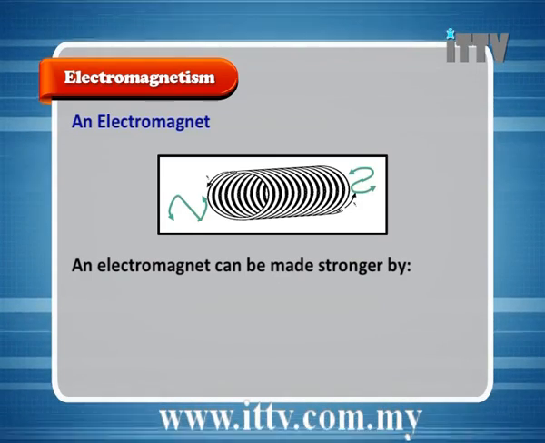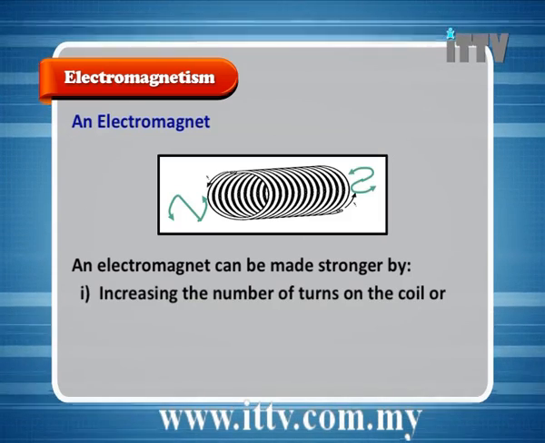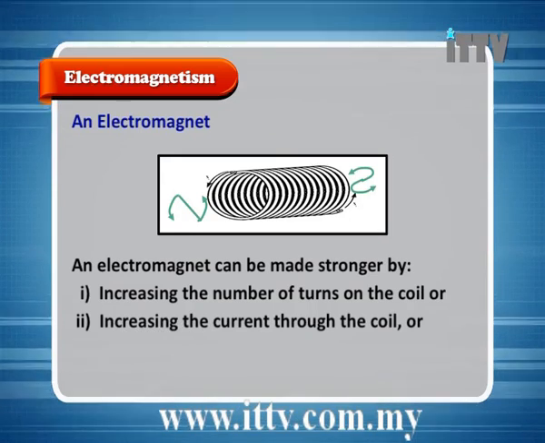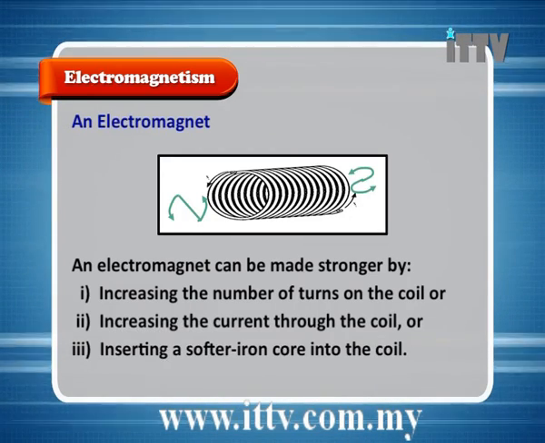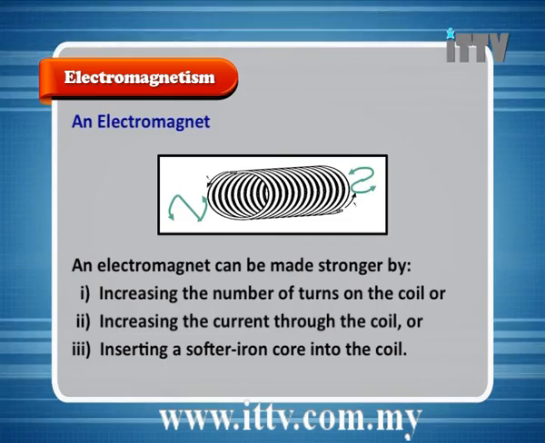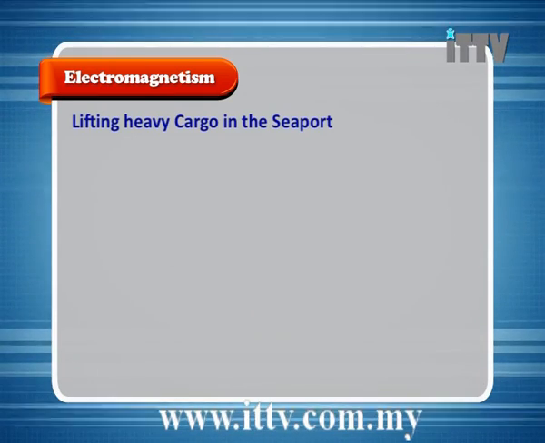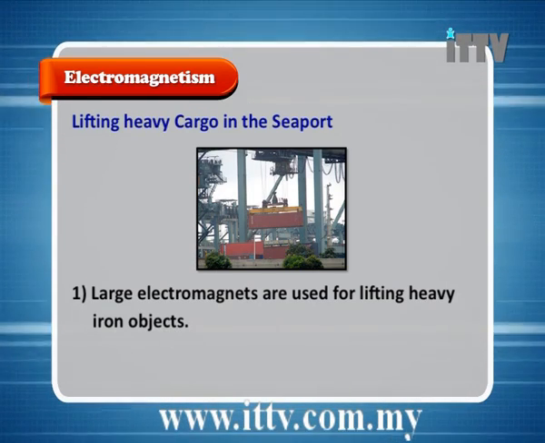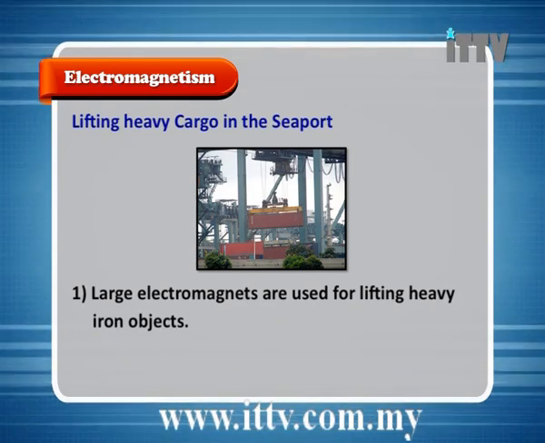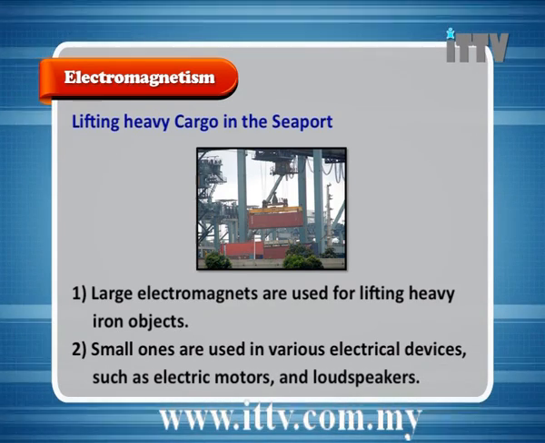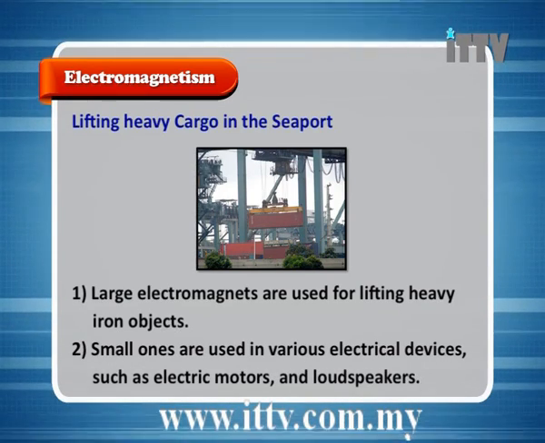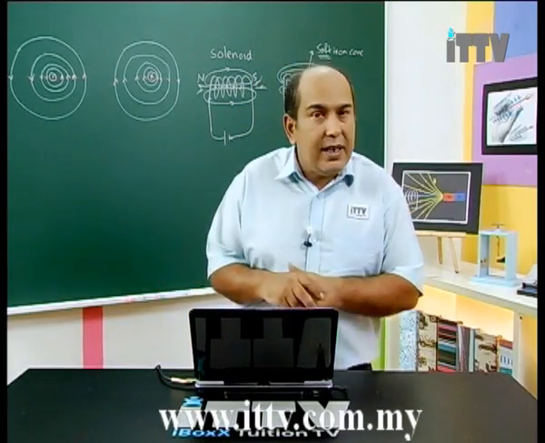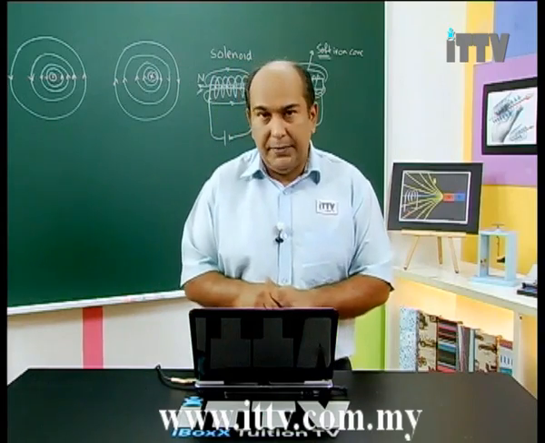An electromagnet can be made stronger by increasing the number of turns on the coil, or increasing the current through the coil, or inserting a softer iron core into the coil. Lifting heavy cargo in the seaport. Large electromagnets are used for lifting heavy iron objects. Small ones are used in various electrical devices such as electric motors and loudspeakers. So we have a variety of uses for our electromagnet.